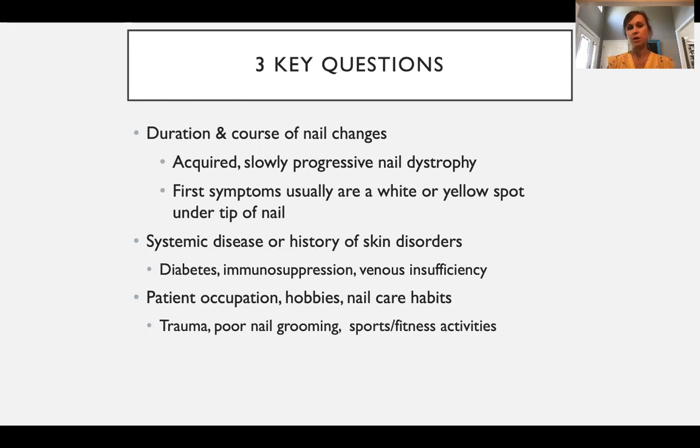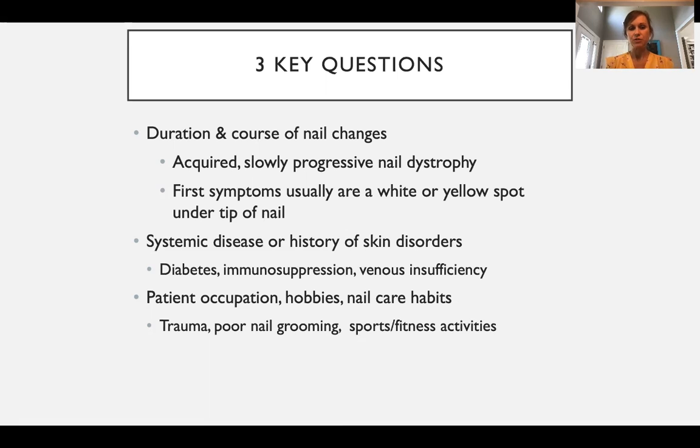So the three key questions that you would want to address with your patient that was presenting, that you thought this might be what was going on with them, would first of all be duration and course of nail changes. And the reason why you want to ask that is because with onychomycosis, it's usually acquired and it's slowly progressive nail dystrophy. And the first symptoms that they're usually going to notice is going to be like a white or yellow spot under the tip of the nail. And that would kind of help you differentiate from some other diagnoses that you might be going through your mind.